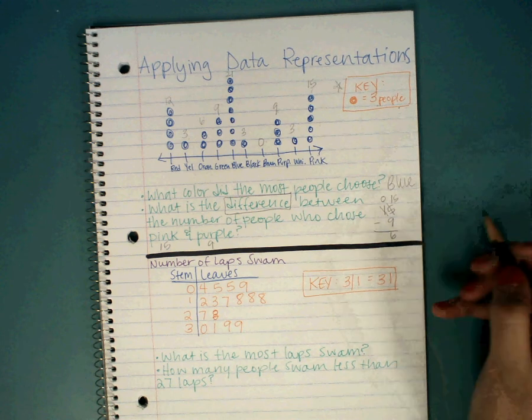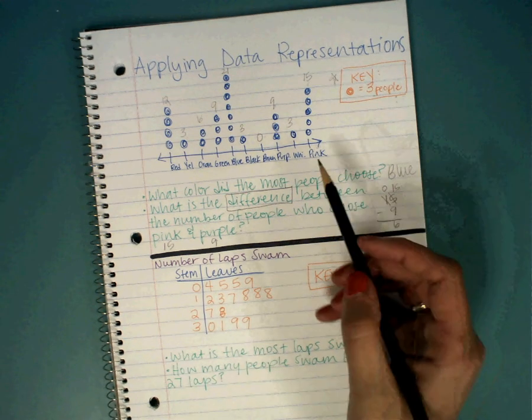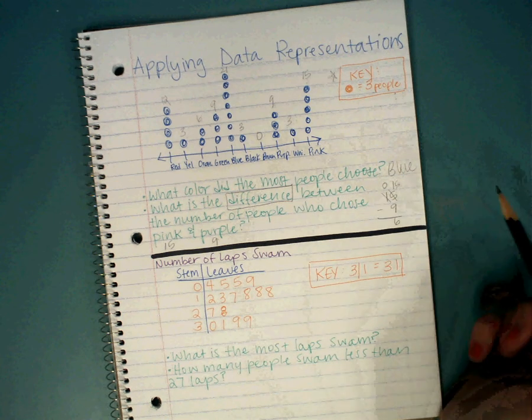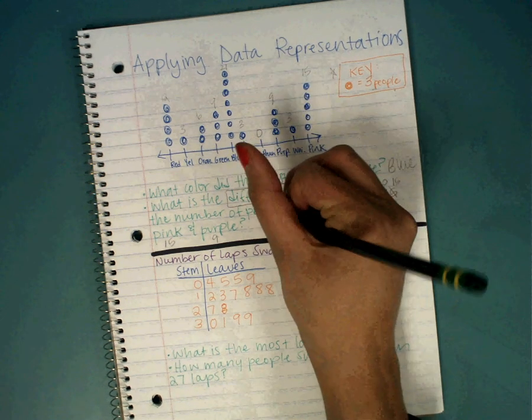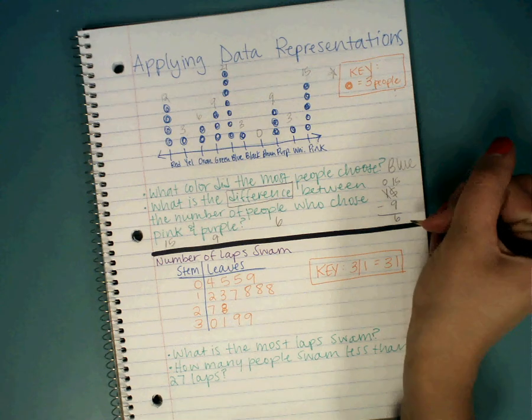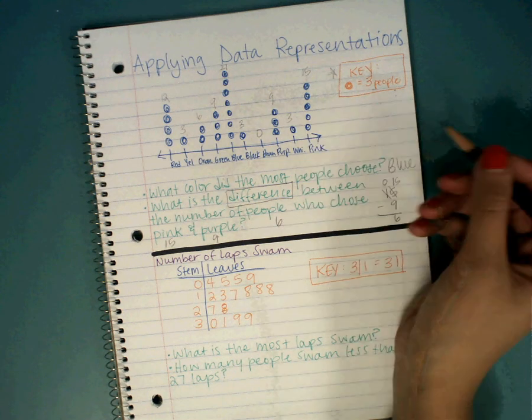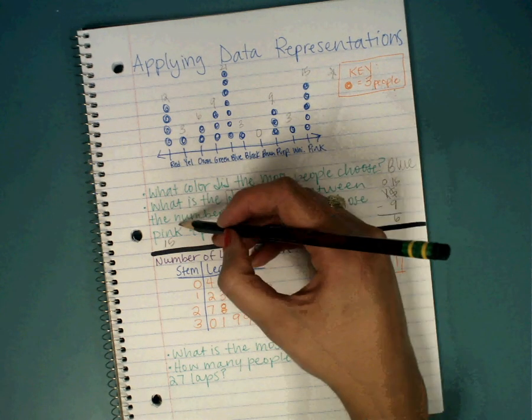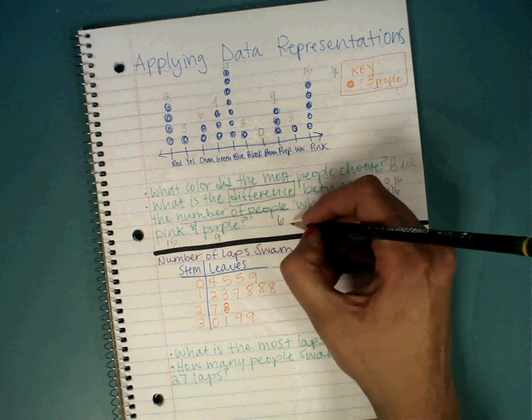So, what is the difference between the number of people? It's 6. 6 what? That's really important that we stick that label on there. 6 what? Well, what's it asking is difference between the number of people. So it's going to be 6 people. Okay?